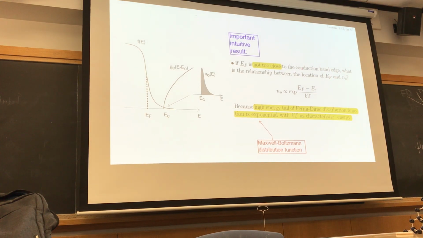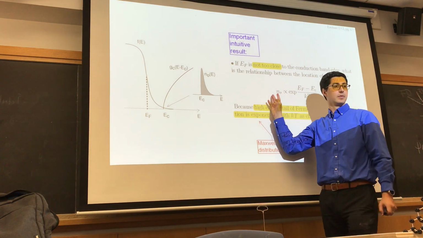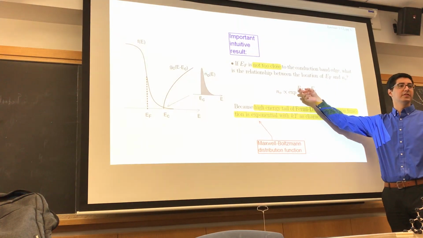And so this is what you're seeing, okay? You're seeing that N naught goes exponentially with this EF minus EC.